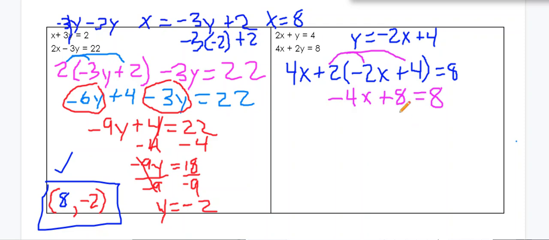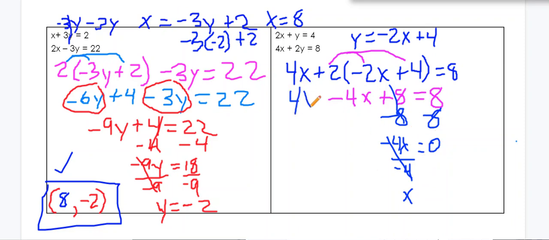All right, so now I would solve for x, right? So I have negative 4x plus 8. I would do minus 8 to get rid of that 8. 8 minus 8 on this side will give me 0. Oh, sorry, I made a mistake. Here's a 4x. So 4x minus 4x, I would have to combine those like terms, right? 4x minus 4x will give me 0. So I'm left with 0 equals 0.